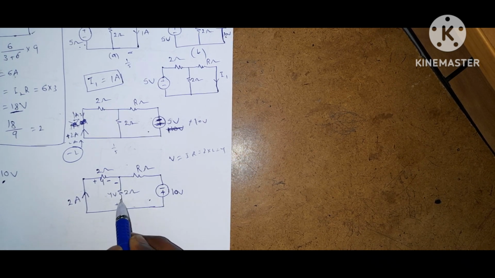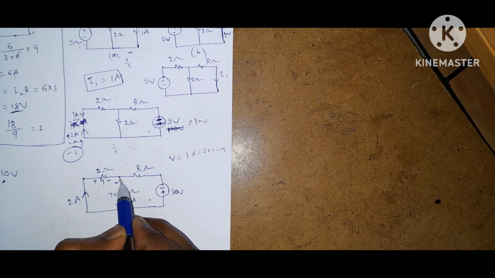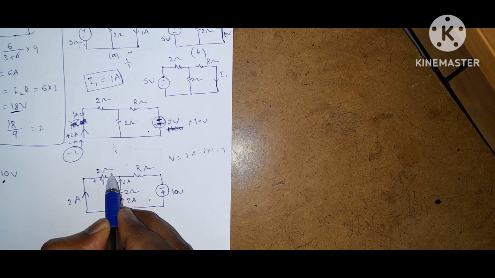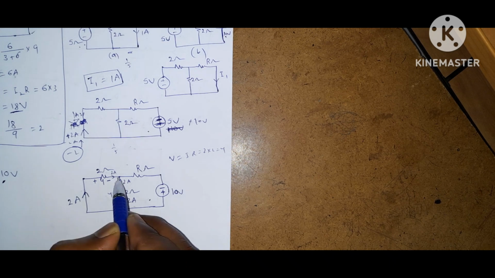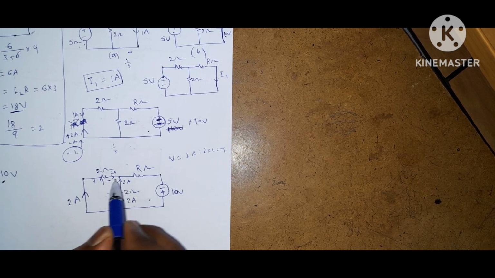Now the current flowing through this 2 ohm resistor is V by R, 4 by 2, so 2 amps. Here this is 2 amps, because the entire branch current is the same. In series the entire branch current is the same.